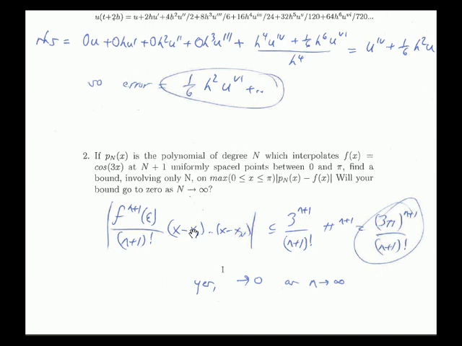And now, if you're lazy, you say x is somewhere between the first and last points, which are 0 and pi. So each of those differences is less in absolute value than pi. So the n plus 1 of them is less than pi to the n plus 1.